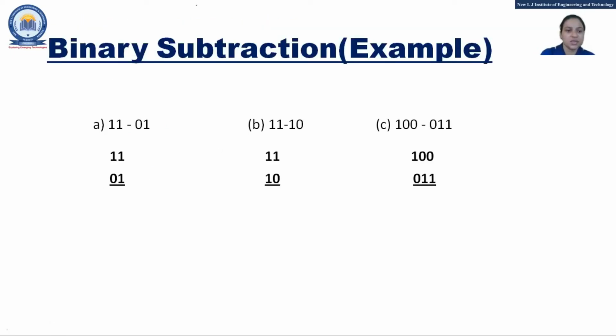Now the first example we will solve. 1 minus 1 is 0, 1 minus 0 is 1. This is our 3, this is our 1. So the answer is 2, and 2 represented in binary is 1 0. Now here 1 minus 0 is 1, and 1 minus 1 is 0, that is 0 1. This is our 3, this is our 2, and 3 minus 2 is 1. The binary equivalent of 1 is represented as 0 1. So here is our answer.